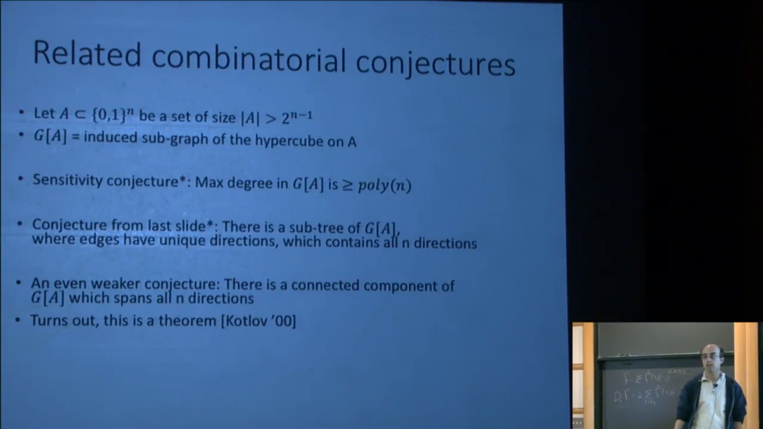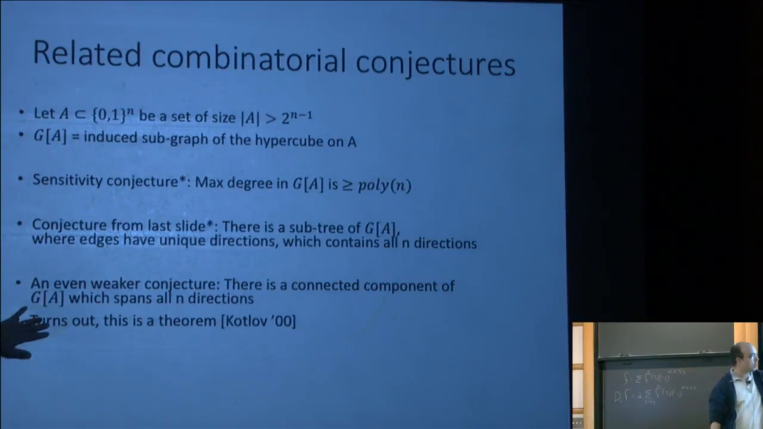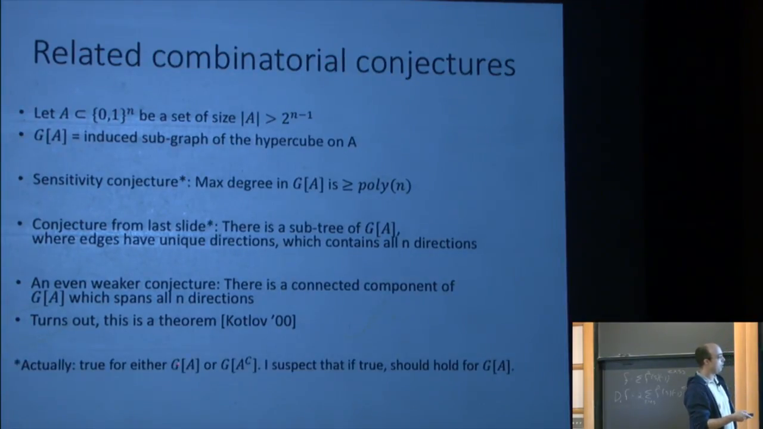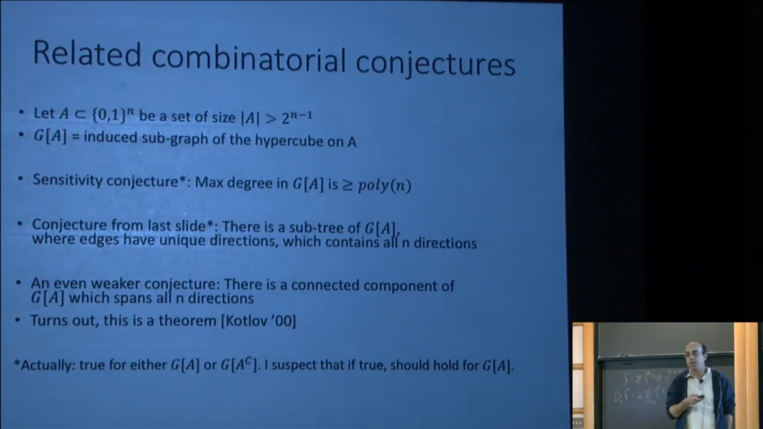So size of A greater than 2 to the n minus 1, does that guarantee that this is the largest component? For this one, you just want it to be more than a half, for the theorem of Kotlov. For the conjecture, the star here means it should be either for this or its complement. But it's reasonable to suspect that if it's true, it should be in the larger one. We don't have any example showing it's in the smaller one. But formally, to be equivalent, you need to look at both.